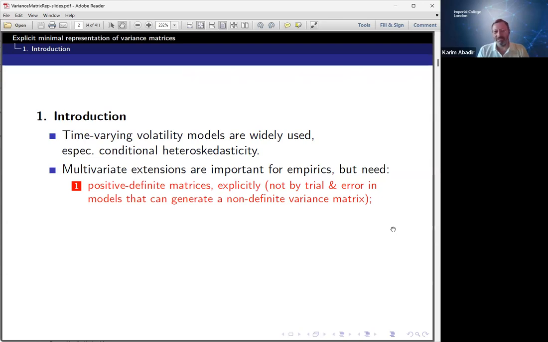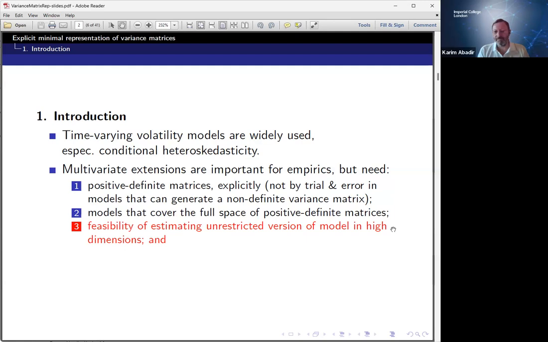The problem is we need a number of features that are present in some models but not others. The first feature we need is positive definite matrices that are explicitly obtained from the model, not by trial and error, and not by generating matrices that are non-definite and then discarding them. We also want models that cover the full space of positive definite matrices, not just a subspace of that. And I will show you later on in the talk that some quite popular models are actually not covering the full space that we need.